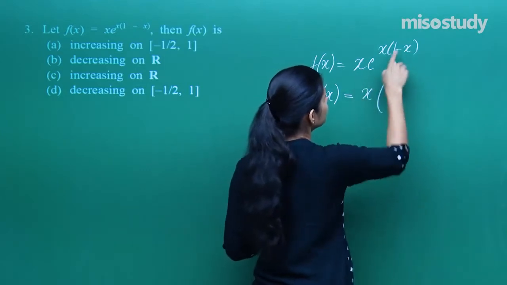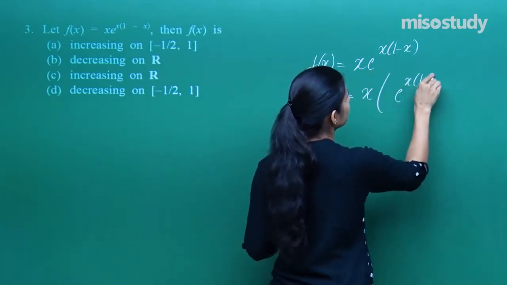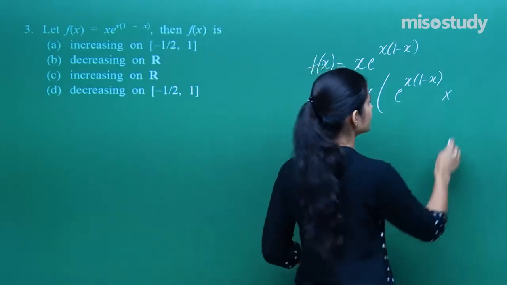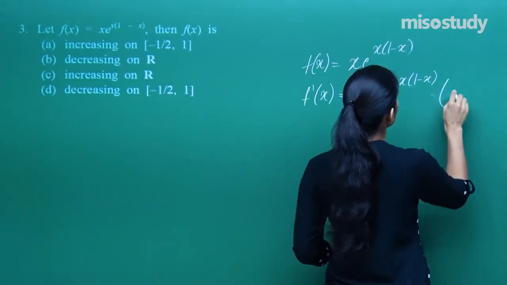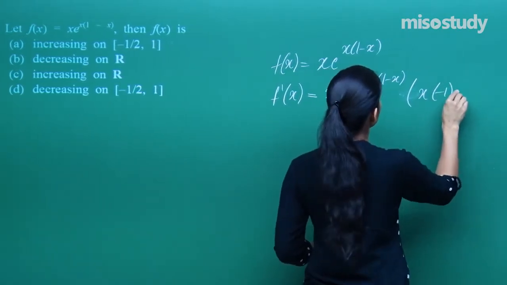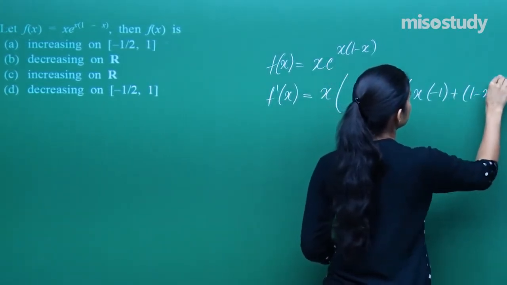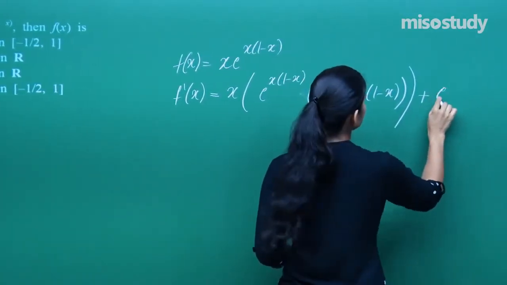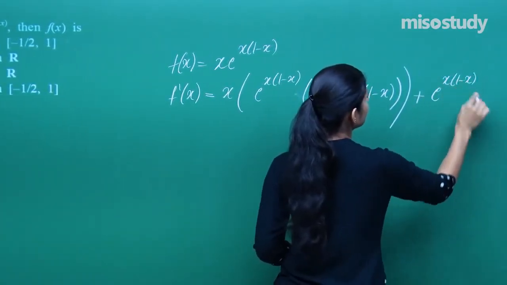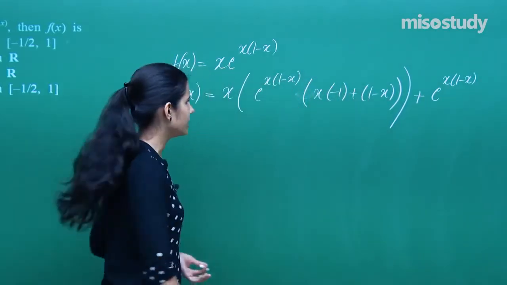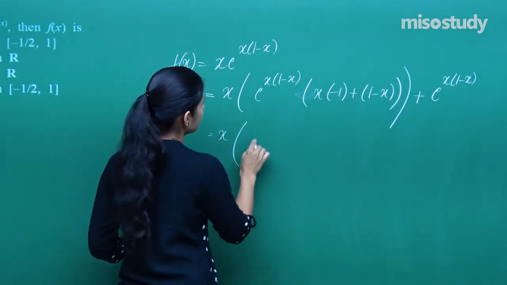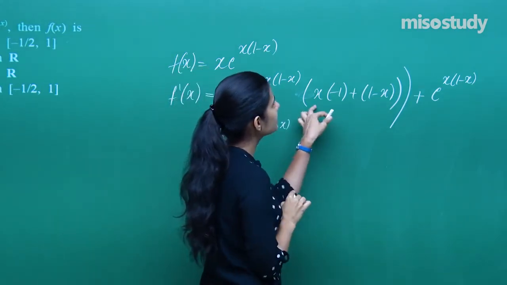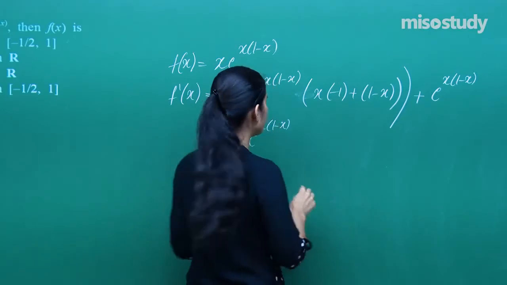First function into differentiation of second. So this multiplied by differentiation of x into (1 minus x), which is x into minus 1 plus (1 minus x). This thing, and then you have plus e to the power x into (1 minus x) into d by dx of x, which is 1 only. So you get x, inside you have e to the power x into (1 minus x). This is minus x plus 1 minus x, so 1 minus 2x.